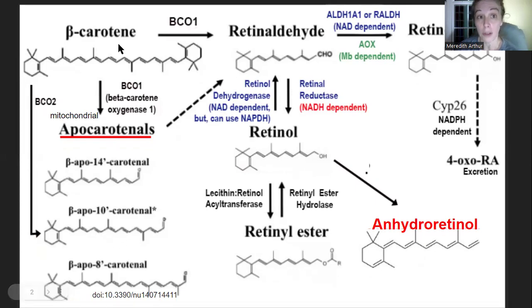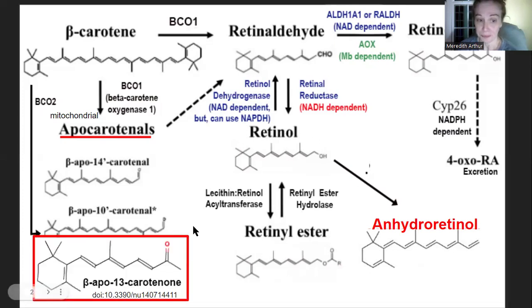So if you have a slow BCO1, you have a higher chance of making this particular version of an apocarotenoid. And that's not necessarily bad if you have enough retinol around. It could actually be helpful. They say in the study that it could be beneficial to the heart. It could give your heart an energy boost if you have enough retinol to buffer it.